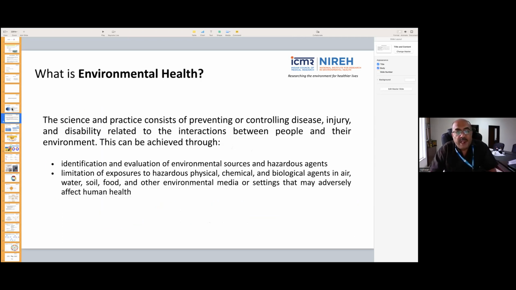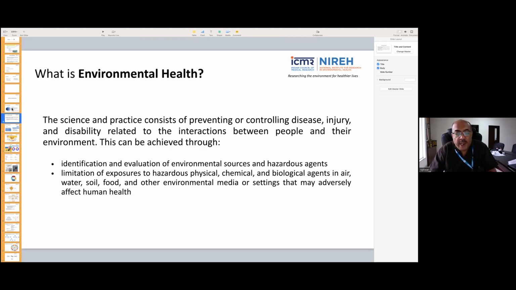So what is basically environmental health? As you know, health is physical, social, and mental well-being, not merely absence of disease. So in this case, this science also works on the same principle where we want to prevent and control disease, injury, or disability which may arise because of people interacting with their environment. And so environmental health is a two-step science.